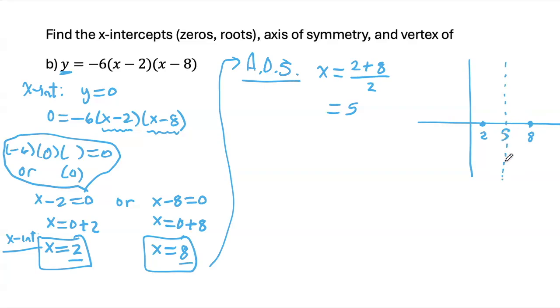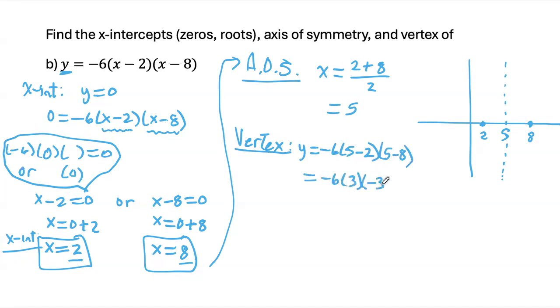Now I can use the 5 to find the y value of the vertex. So I plug in 5 for x, and then I solve. -6, that's a 3, that's a -3, and that's an answer of 54. Okay, so I go to 5, and let's say 54 is up here. And there we go. There's your quadratic.